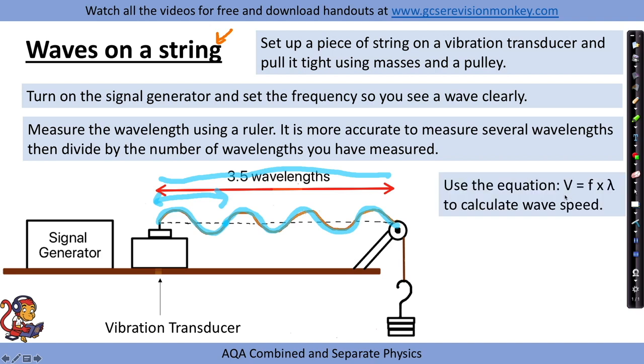We then use the equation v = fλ to calculate wave speed. So wave speed equals the frequency, which you get from the signal generator because you've set that yourself. So let's say, for example, it could be 20 hertz. And then you would multiply that by the length of one wave to calculate wave speed.